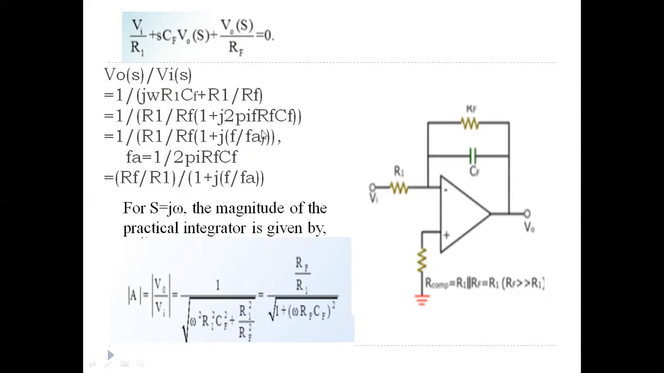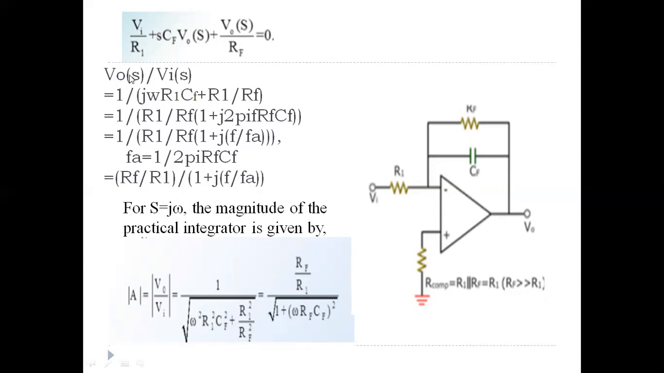1 by 2 pi RF CF is taken as FA. So then we can get 1 plus j into f by fa. Finally, we can get the equation as RF by R1 into 1 plus j into f by fa. If you substitute s is equal to j omega, so this is the equation.